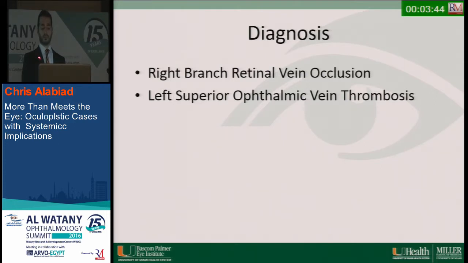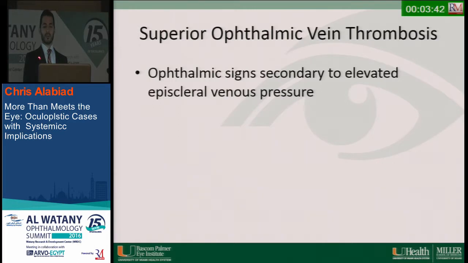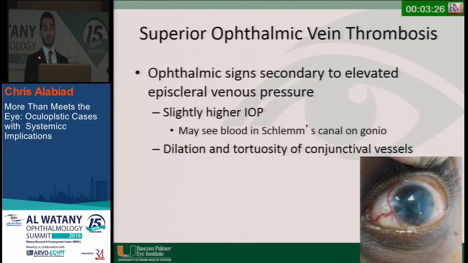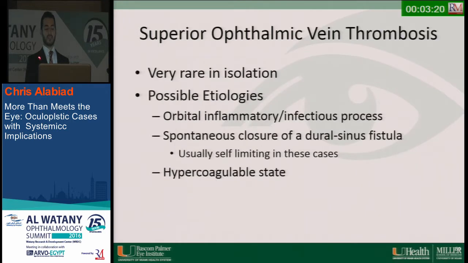And so superior ophthalmic vein thromboses usually are going to give you some ophthalmic signs secondary to the elevated episcleral venous pressure. They may have a slightly higher intraocular pressure, and if it's really high, you will see some blood in Schlemm's canal on gonioscopy. They can have dilation and tortuosity of conjunctival vessels, proptosis, and dilation of the retinal veins.